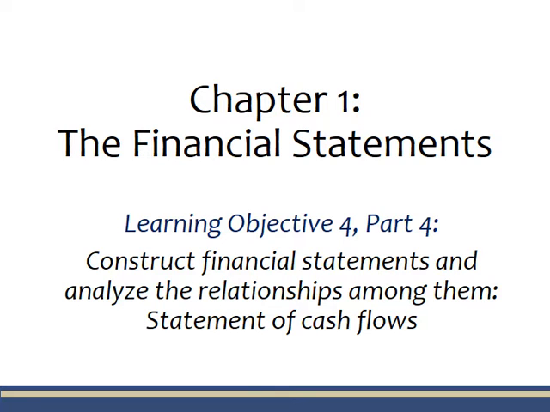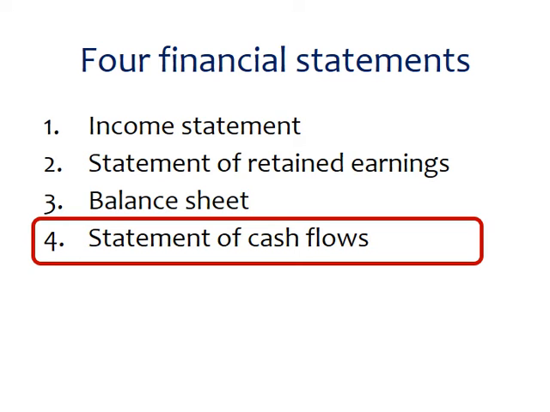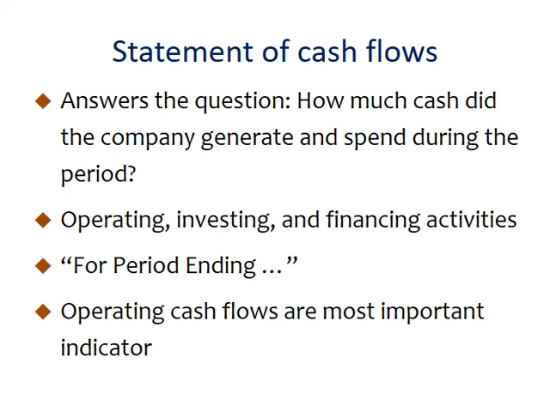So let's get started. There are 4 financial statements. The statements are prepared in the order of the income statement, the statement of retained earnings, the balance sheet, and finally the statement of cash flows. Coming up, we will be walking through the basic construction of the statement of cash flows.